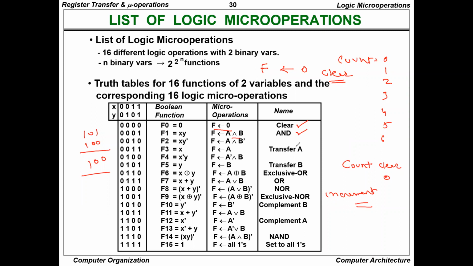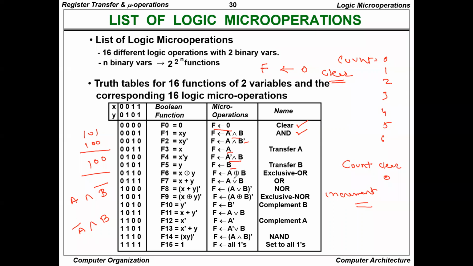I hope this is clear. So this is the equivalency: A AND the complement of B. That means we have to AND A, but not with B, with the complement of B. Then this is transfer, no need to explain, transferring the contents of A into F. Now this is A complement AND B, that is, first take the complement of A, then AND it with B. This is transfer of B.